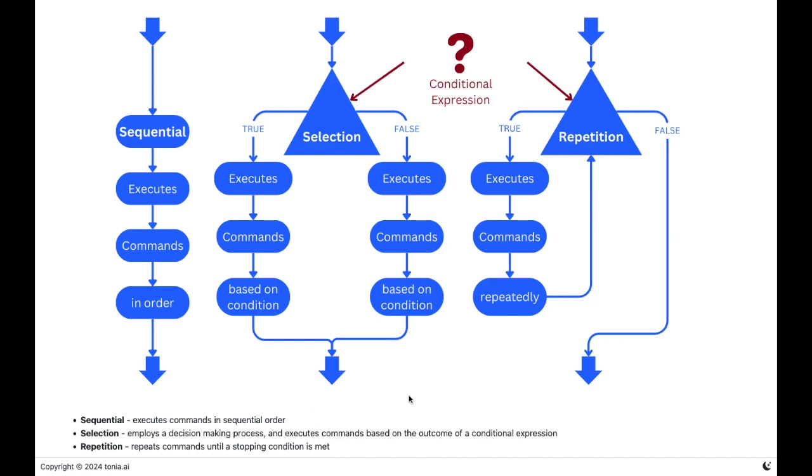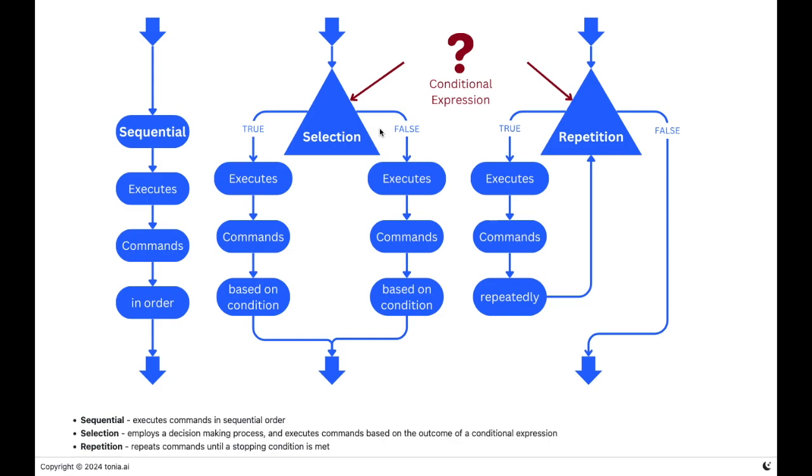For selection and repetition, a conditional expression is evaluated, and the commands that are executed next depend on the outcome of that conditional expression, and a conditional expression should evaluate to true or false. So in the case of selection, if the conditional expression evaluates to true, then these commands, or command, or series of commands is executed, and then the program flow continues from there.